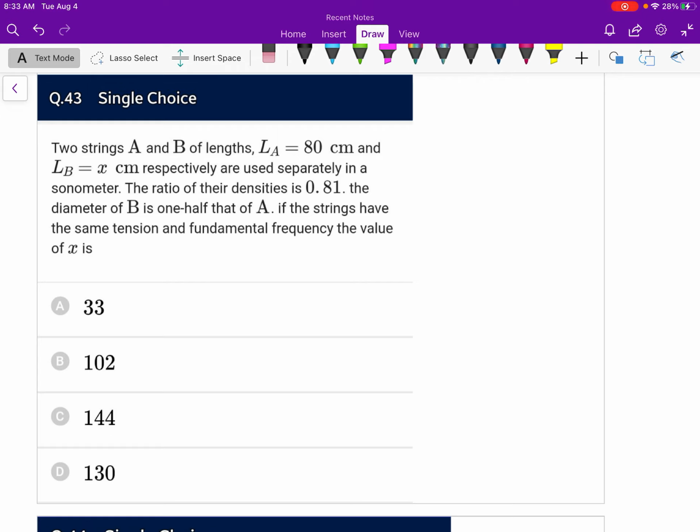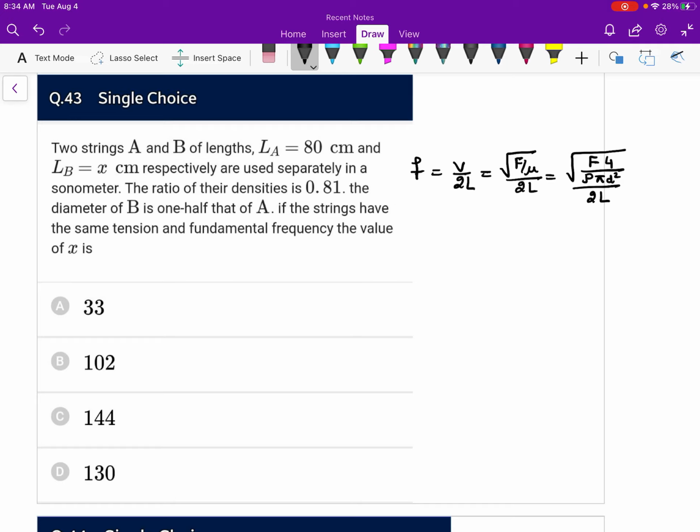Two strings A and B are this LA, LB, and the ratio of their densities is this. Diameter of B is 1/2. The strings have the same tension and same fundamental frequency, the value of X is. So fundamental frequency small f is V by 2L. Now V is under root F by mu, upon 2L, and mu is density into area. So F by mu, where mu is density rho into area, which is pi d square by 4, upon 2L.